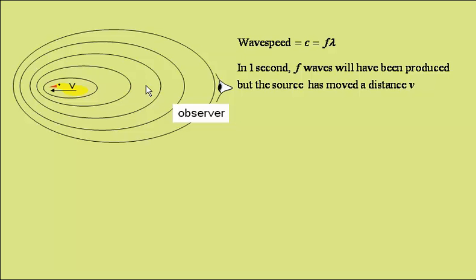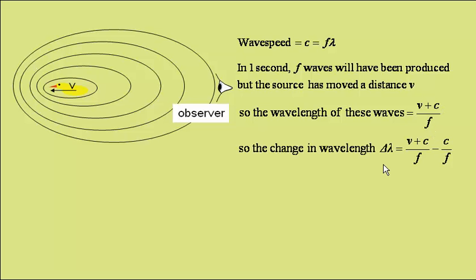The waves will have moved in this direction with a speed c, and so they will have moved a distance given by the magnitude of the wave speed in 1 second. So the wavelength of the waves is the distance between them given by the distance moved by the duck v, the distance moved by the waves c, divided by the number of waves produced, f.